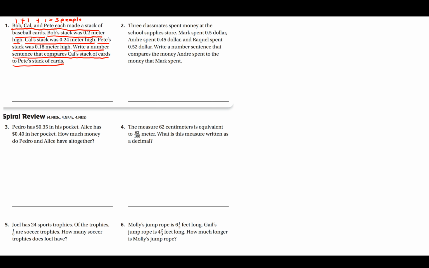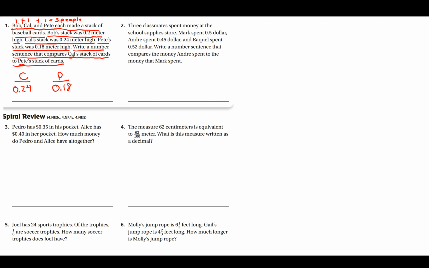So we had Bob, Cal, and Pete, but for our problem, we only want to compare Cal and Pete. So I'm going to pull out Cal. Cal's stack was 24 hundredths of a meter. So there's Cal. And then I'm comparing Pete, so let's pull Pete's information out. Pete's stack was 18 hundredths of a meter high. And again, it's not asking us to compare Bob's. Okay, so let's write a number sentence.